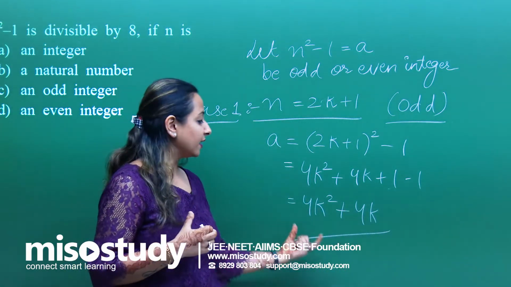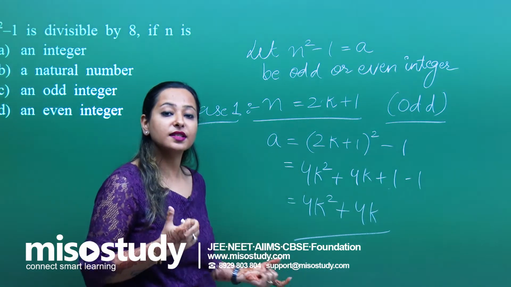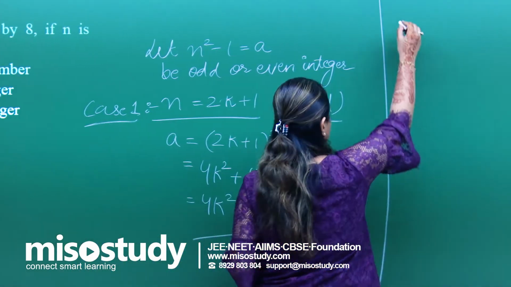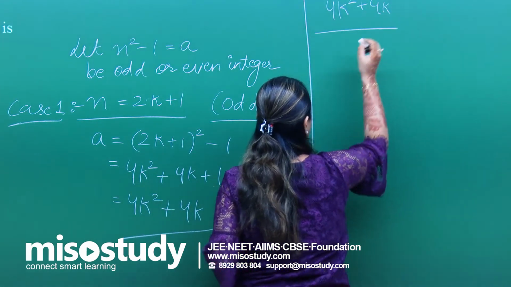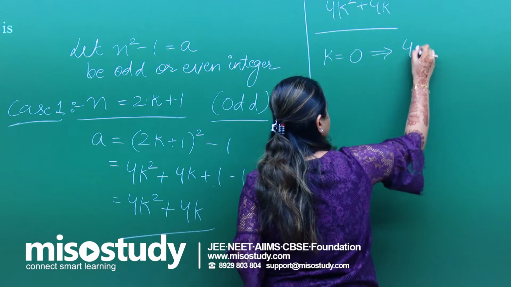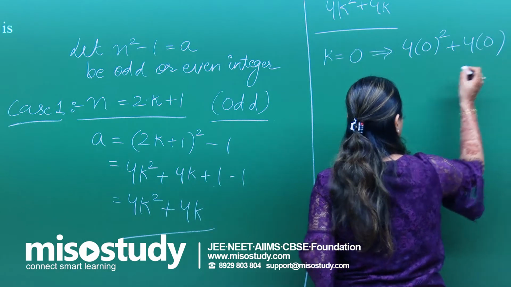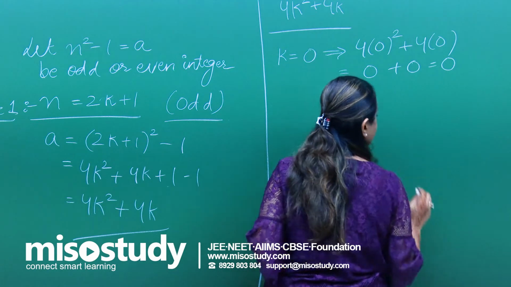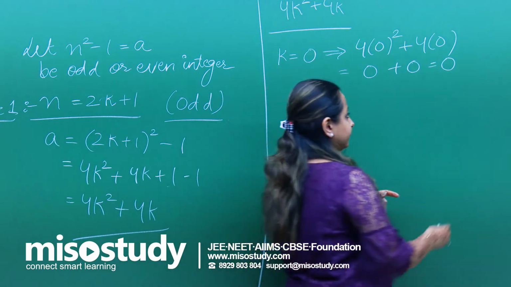Now by hit and trial method, we will be substituting different values to understand whether the given number is divisible by 8 or not. Let's see how. So we will take k as 0. You will get 0 plus 0 is equal to 0. So we get the result as 0, which is divisible by 8.